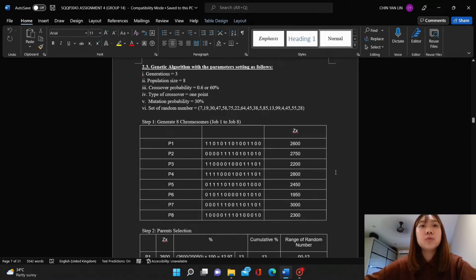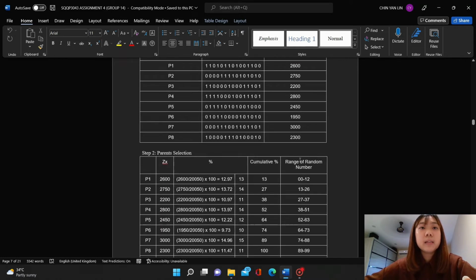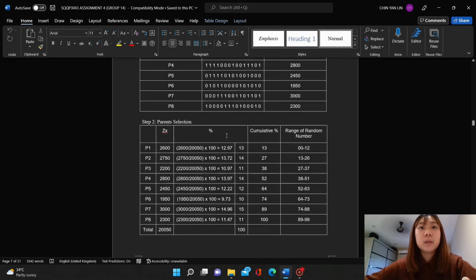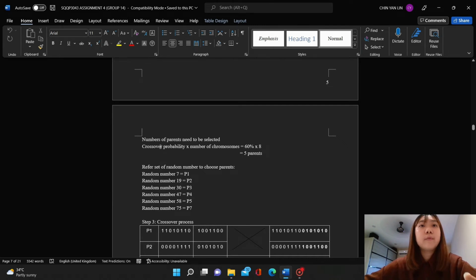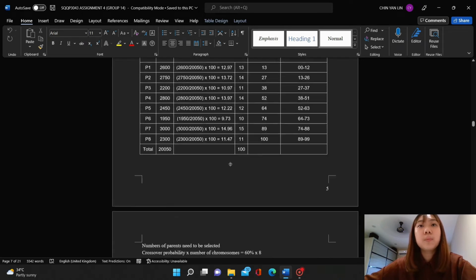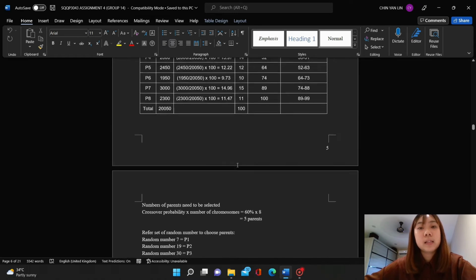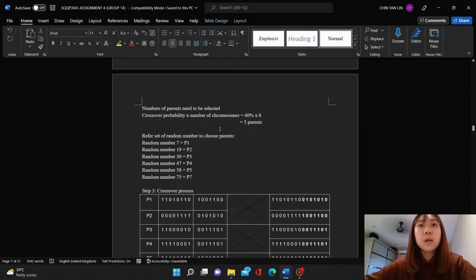First we need to generate 8 chromosomes randomly. Second, we need to calculate the percentage, cumulative, and range of the random numbers. Next, we need to calculate how many parents we need to select. The formula is crossover probability times the number of chromosomes. The crossover probability we set is 60%, times 8 chromosomes, so the total parents we need to select is 5.